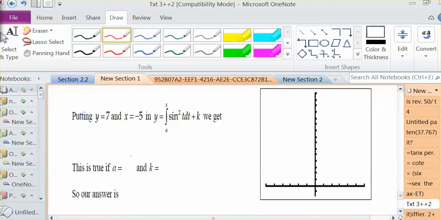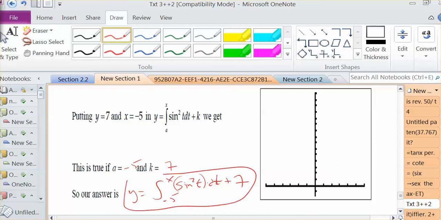So here's what we're going to do. If I let a, my lower limit constant, be -5 and k be 7, then y is the definite integral from -5 to x of sine squared t times dt plus 7. The reason why that works is because if I plug in -5 for x, that integral becomes 0 because your lower and upper limits are the same, leaving y equals 7. Plus, if I take the derivative of that using FTC, the derivative of the definite integral and the integral kind of cancel out. I got sine squared x, and the derivative of 7 is 0, so dy over dx would be sine squared x.